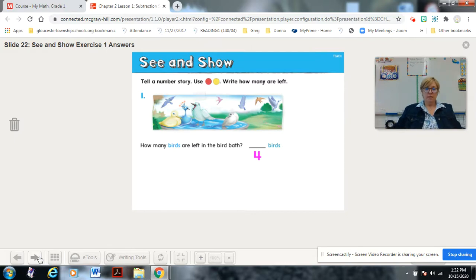Yes. Okay. So what they want us to do with this, boys and girls, is not just right away go to the answer. They want us to check how many birds there are altogether at the beginning, how many of them left, and then how many birds are left in the bird bag. So let's look at number 2.